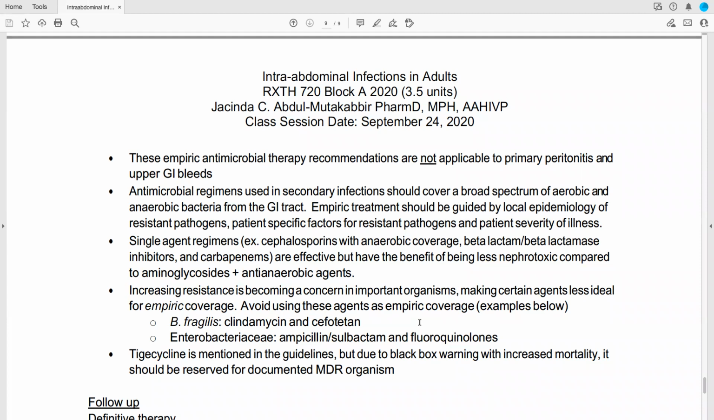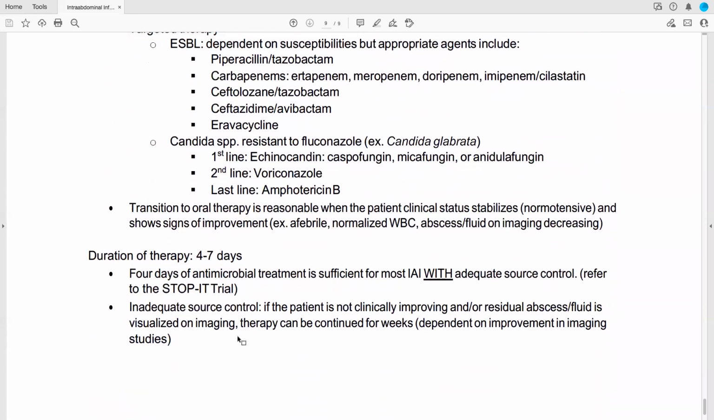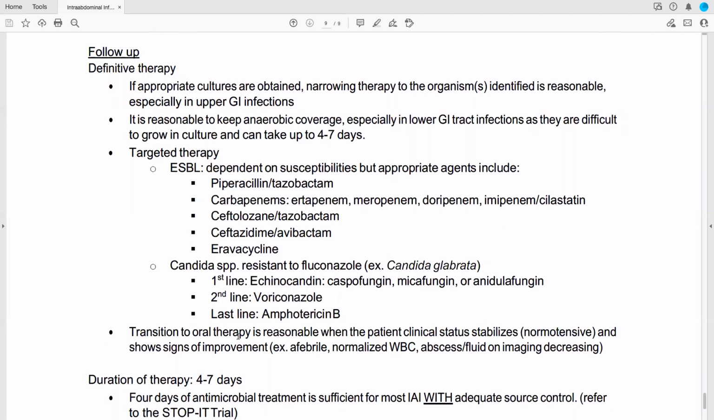So we want to be kind of conservative with how we use tigecycline, and maybe reserve this for when we have multi-drug resistant organisms, so documentation of that. Or if you don't have anywhere else to go, if the patient is on their last treatment option, then we'll lean more into that tigecycline. So for follow-up on definitive therapy, we want to narrow in the event that we can do that.